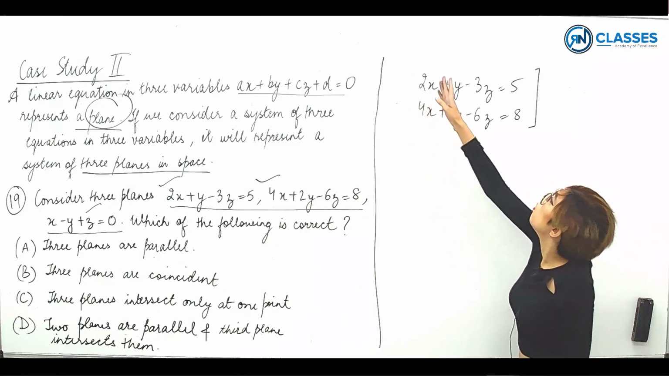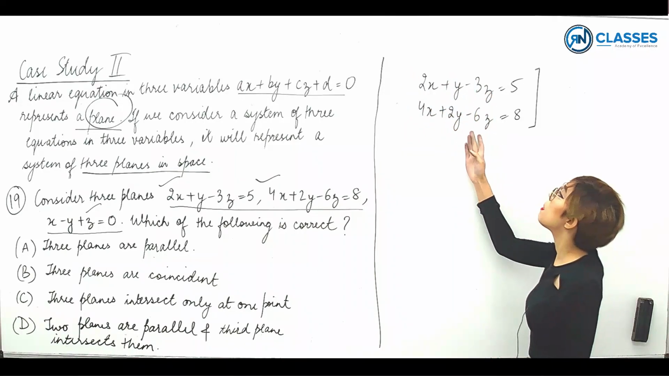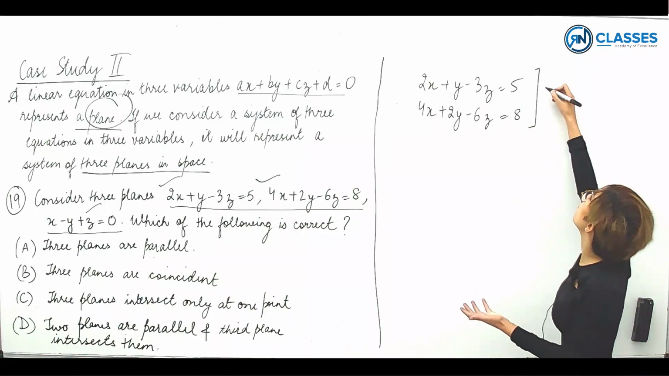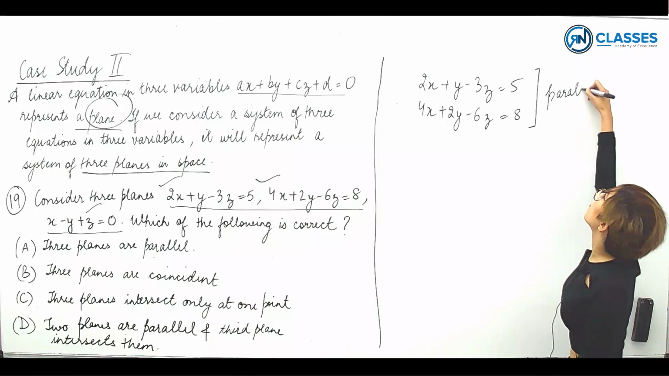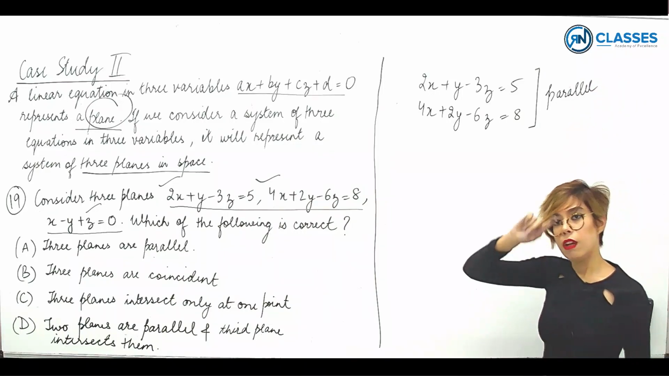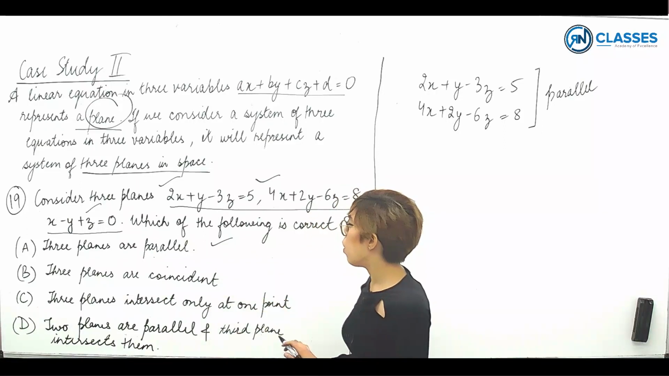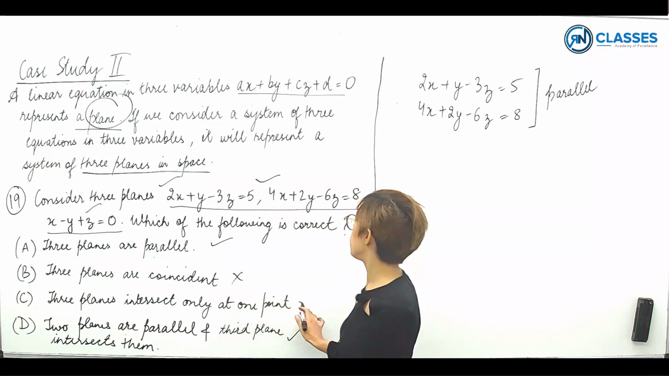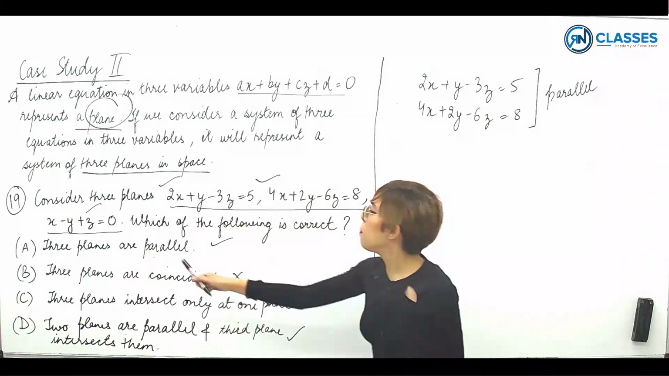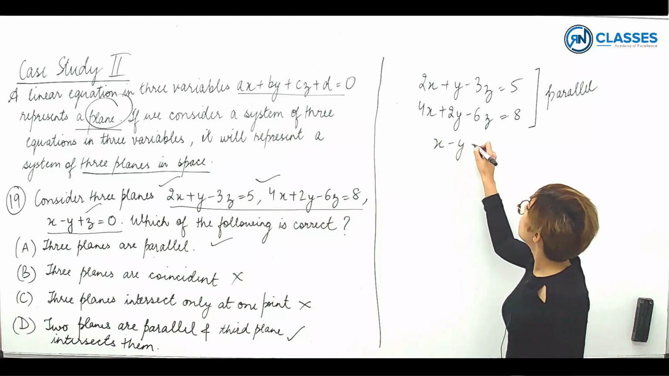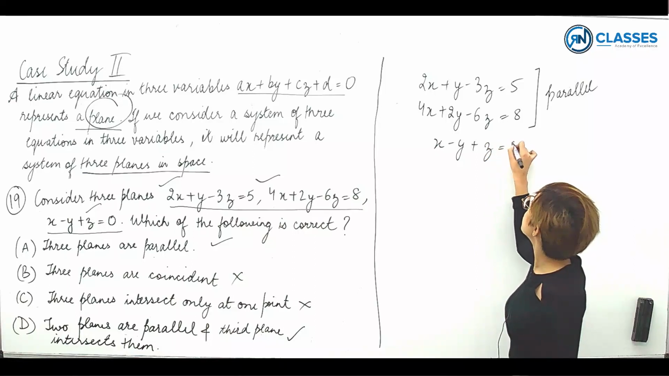A1 by A2 equal to B1 by B2 equal to C1 by C2 not equal to D1 by D2. Definitely these planes are parallel. Right? Okay. So that means planes are parallel. So या तो option A होगा या option D होगा. These two are already rejected. Now let's see. Three planes are parallel वाला option. Now the third plane x minus z plus x minus 5 plus z equal to 0.